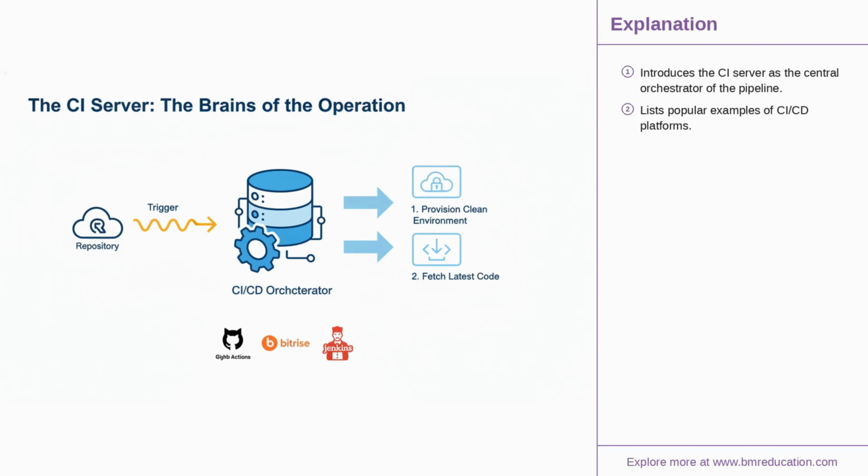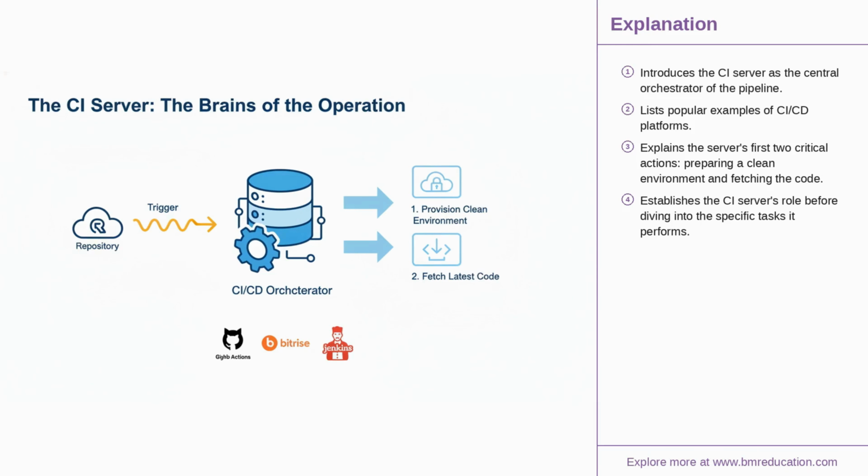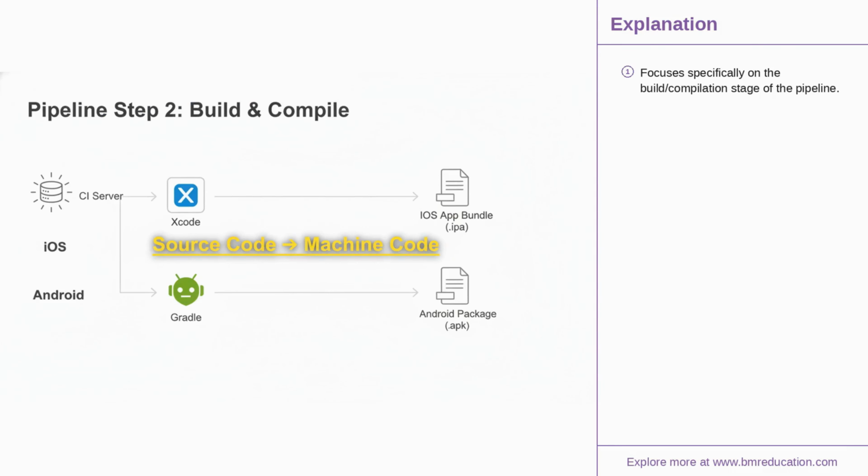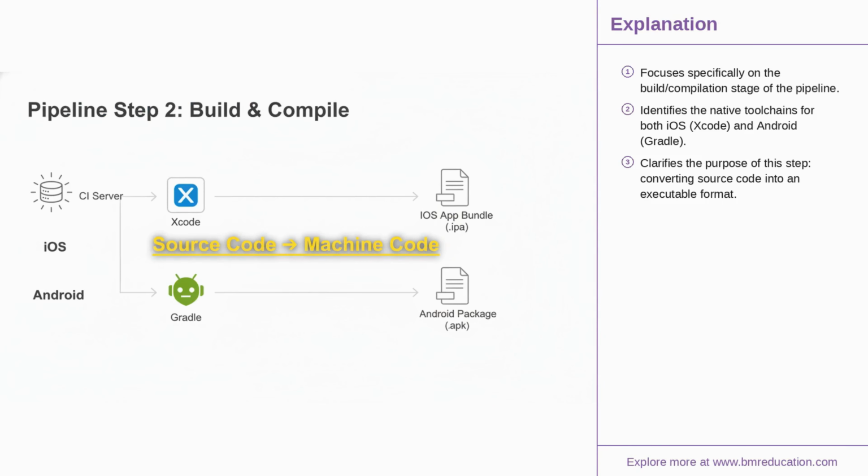Once triggered, the CI server, the brain of our operation, takes over. This server can be a cloud service like GitHub Actions, Bitrise, or a self-hosted one like Jenkins. Its first job is to fetch the latest code from the repository and prepare a clean, temporary environment to build and test the app.